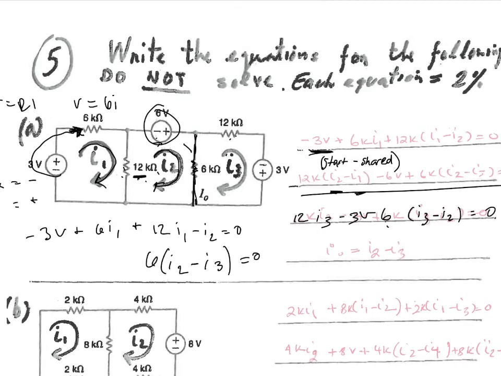Alright, and we have one more equation because we have a current source coming through here, and I always like to think from the left to the right, and so it's I2 minus I3.